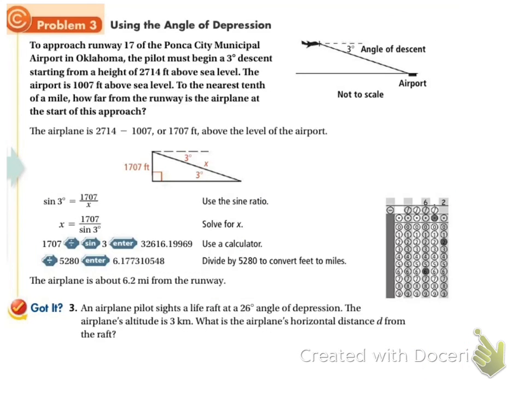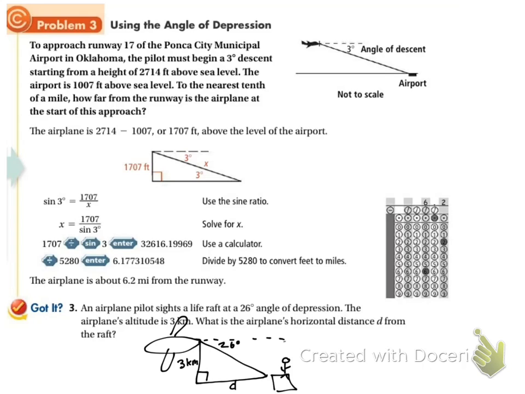Now let's try one with an angle of depression. So an airplane pilot, so here's our airplane, sights a life raft. So he's looking out at a 26-degree angle of depression. So he sees this life raft. This is 26 degrees. That's our angle of depression. So we're looking at this triangle. It says the airplane's altitude is 3 kilometers. What is the airplane's horizontal distance from the raft? And they want us to use D.